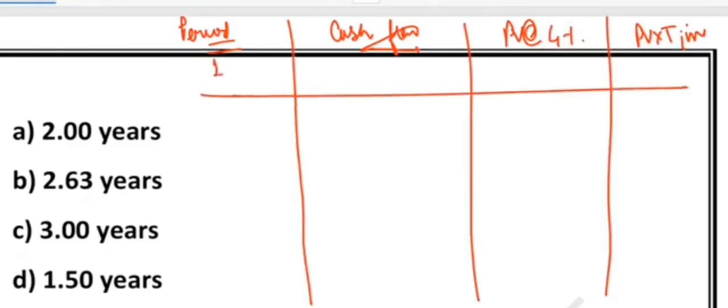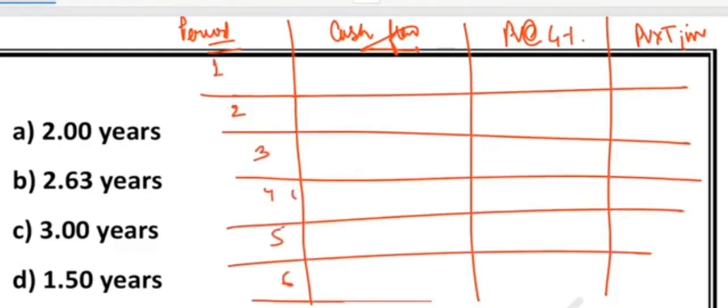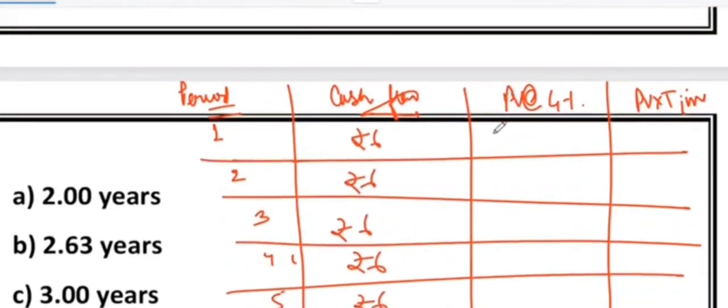Now, we have 6 periods. 1, let me write down, 2, this is 3rd, this is 4th, this is 5th, and this is 6th. Okay. Now, what are the cash flows? Coupon amount 6 rupees, 6 rupees, 6 rupees, 6 rupees, 6 rupees, and finally you will receive 6 rupees along with the face value, which is equal to 106. So these are the cash flows.